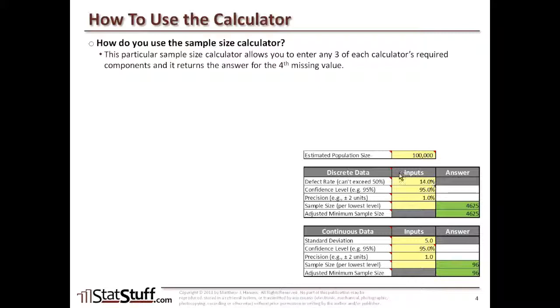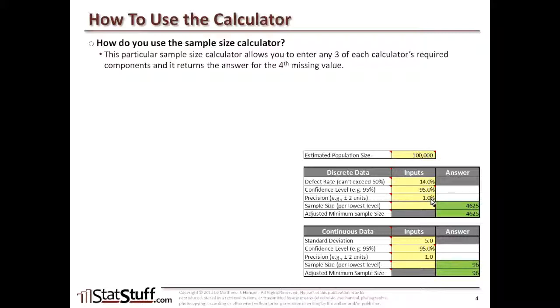For example, for each calculator, again this one that's the discrete one, you'll notice that there are 4 yellow boxes in here. You have to at least enter a defect rate, or in the other one you have to at least enter standard deviation. But if you notice, there are 3 other yellow boxes beneath that. You can enter any 2 of those 3 and it will solve for the missing one. In this example, it's solving for and giving you the answer in this answer column, what the sample size is. However, if I knew what the sample size was and I plugged that in here and I wanted to figure out from that what my precision is, then I can leave the precision blank and it will solve for that.